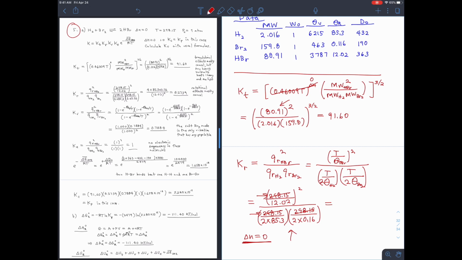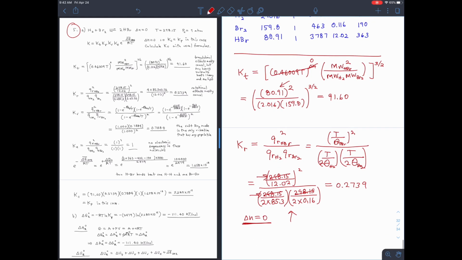And that comes out to be 0.2739 for the rotational contribution. Notice that means that the rotations are a little reduced on the product side compared to the rotations on the reactant side. And so in this case, the rotations are unfavorable towards the reaction.